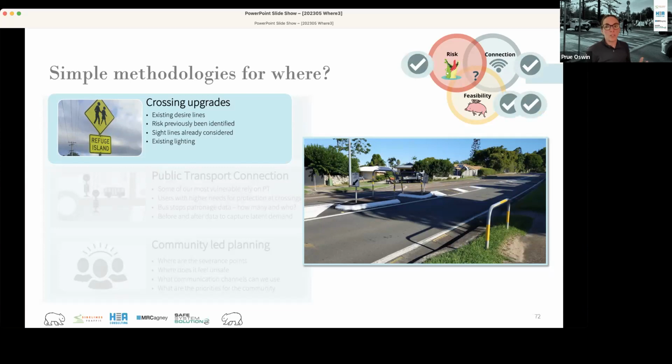This way we can look at sites that have risk, because we can assess that risk using our safe system principles. Connection, we're pretty sure there's connection there and we can establish that. And often these places are really feasible in terms of putting crossings in because we've already got lighting, we've already got sight lines and an established demand there.